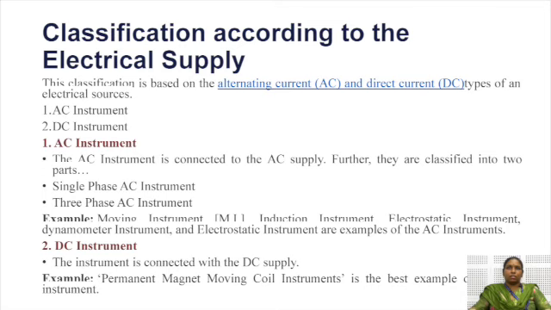Classification according to the electrical supply. Based on AC and DC, it is classified as AC instruments and DC instruments. AC instruments are connected to the AC supply. Further, they can also be classified into single phase AC and three phase AC. Examples of AC instruments are moving iron instruments, induction instruments, electrostatic instruments and dynamometer instruments.